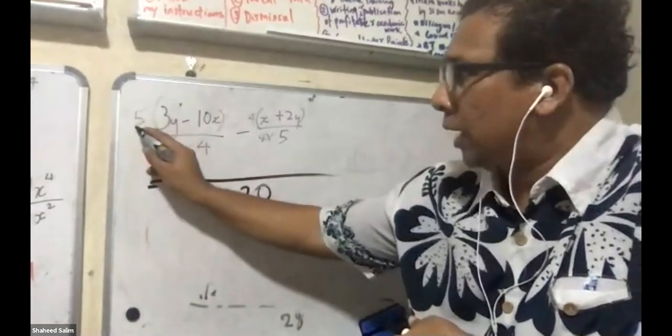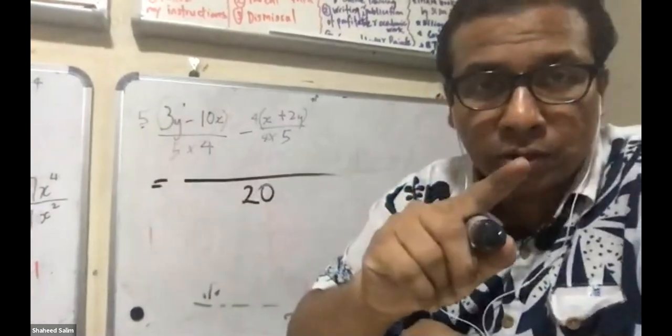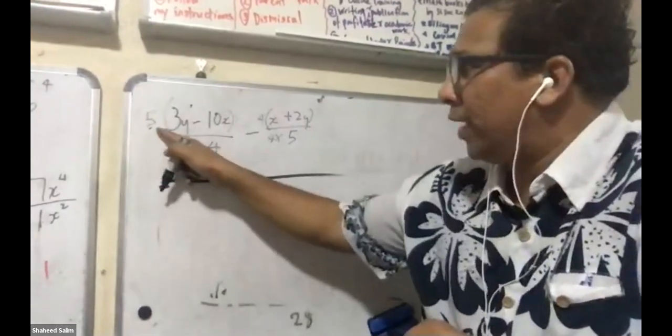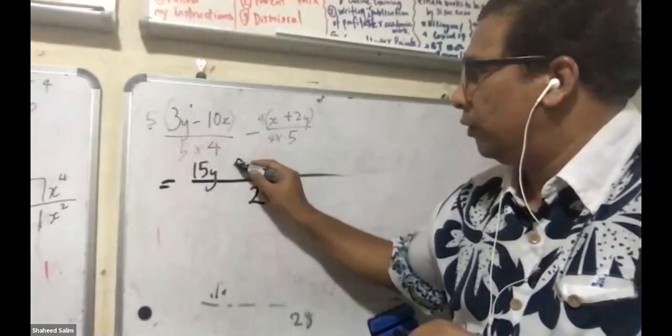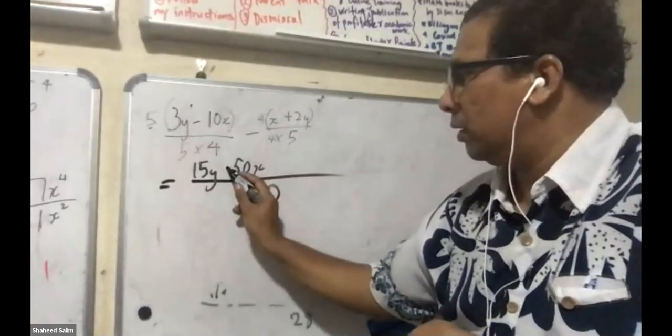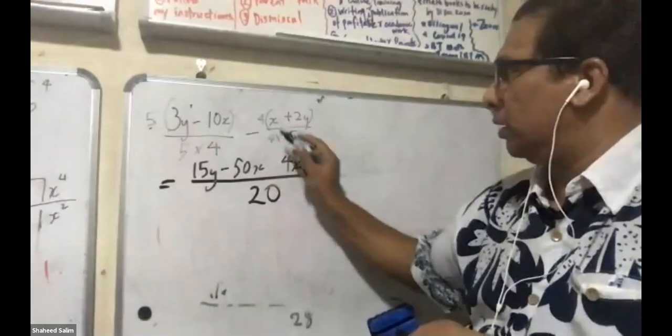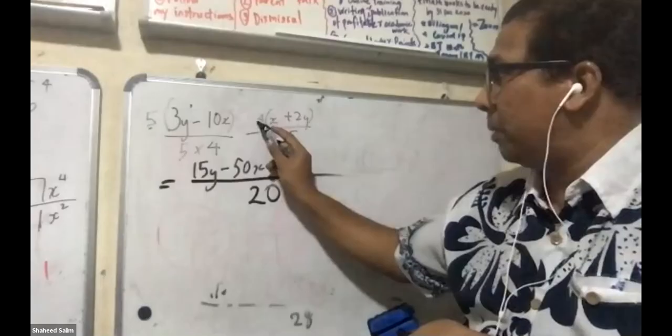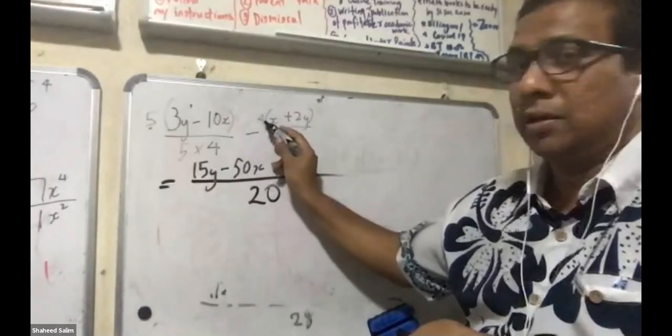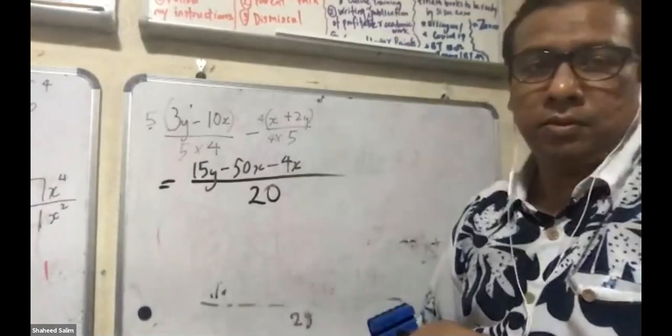Now you times out. 5 times 3y equals? 15y. 5 times 10 is 50x. Is it plus or minus? Minus, because plus times minus is minus. Now the next one, 4 times x is 4x. Is it plus or minus? Minus times plus is minus.